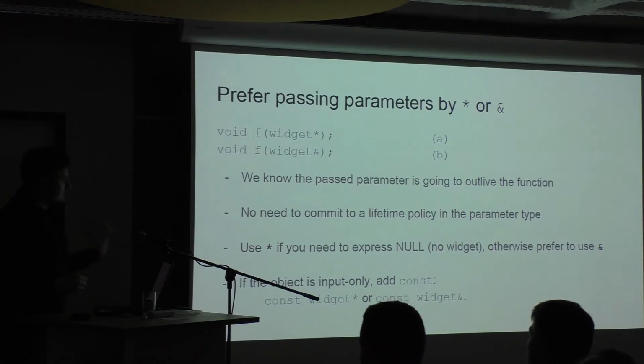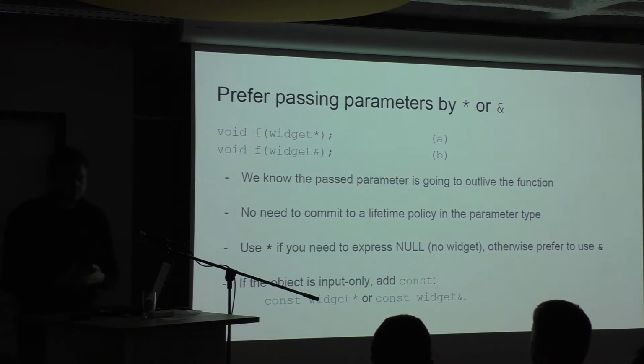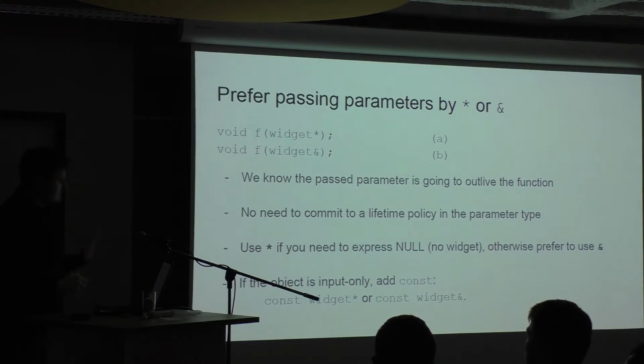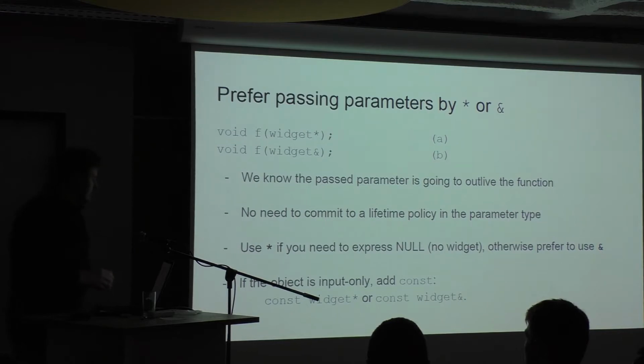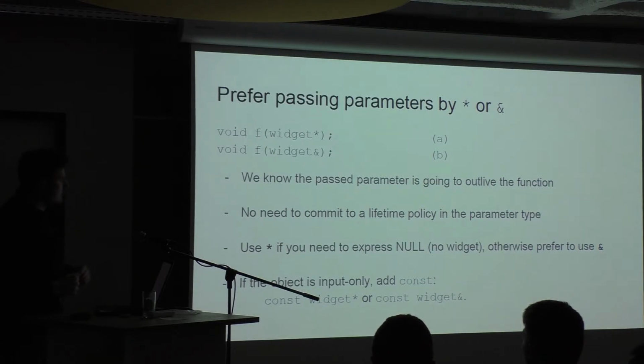Now, when to use the raw pointer and when to use the reference. If you would like to express nullability, so if the widget can be null, then you use a raw pointer, and if you know that the object won't be null, then you use a reference. And if you know that the object isn't going to change at all, so we use it only read-only, then go with a const pointer or const reference.